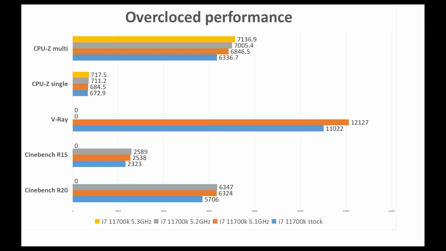We run Cinebench R15 and V-Ray as well. However, the highest frequency at which I could finish the V-Ray benchmark is only 5.1 GHz all core. But if we take a look at the score, it is impressive. I mean, a 700 plus CPU-Z single core score is basically the highest you can get on the market so far. And for Cinebench, we're getting about a 10% increase in performance, which I guess justifies the price difference between the K and the non-K version.